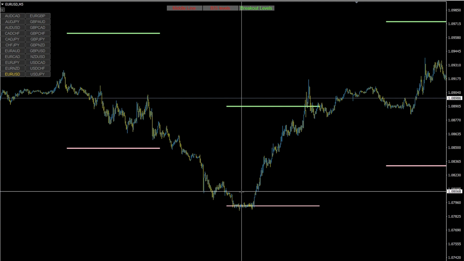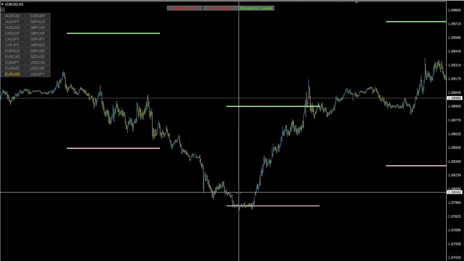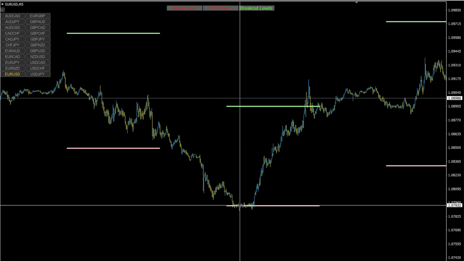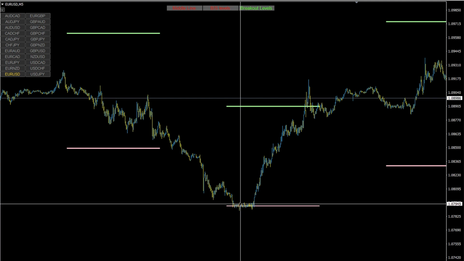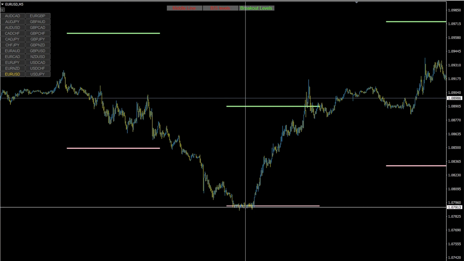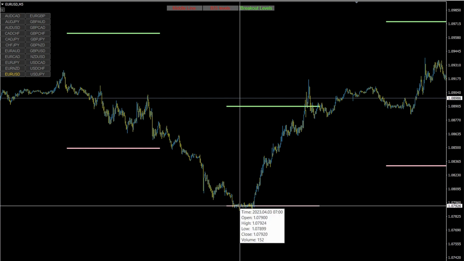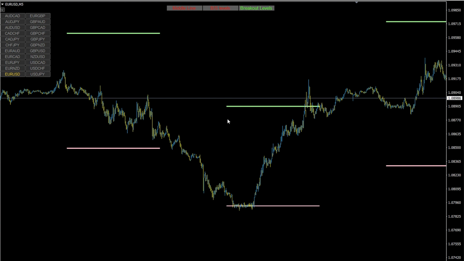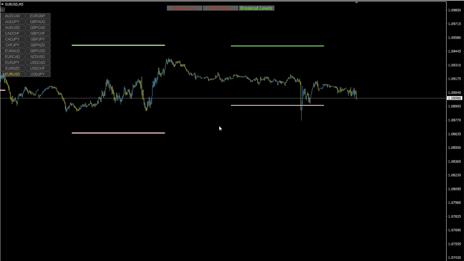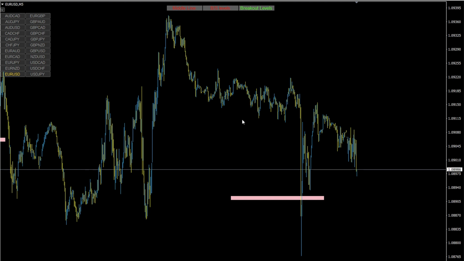Because you will have a false breakout, and usually a good false breakout is followed by a strong move in the market to the other breakout level, as you can see here. So as we have noted, all these levels can be used for reversals.